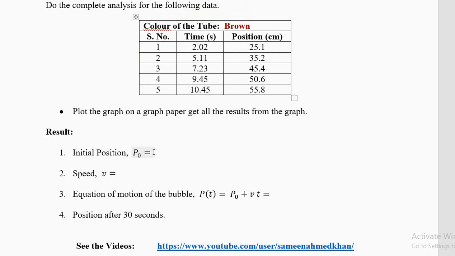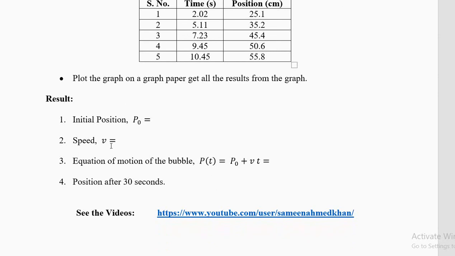Write down the initial position from the graph. First, draw the graph. How do you draw the graph? You'll put the 5 points. Try to fit 4 or 5 points on the line. That is your best line with 4 or 5 points. If it is not 5, at least 4. And find the initial position. Find the speed using the slope. Just like the last two calculations, write down the equation and the position after 30 seconds.